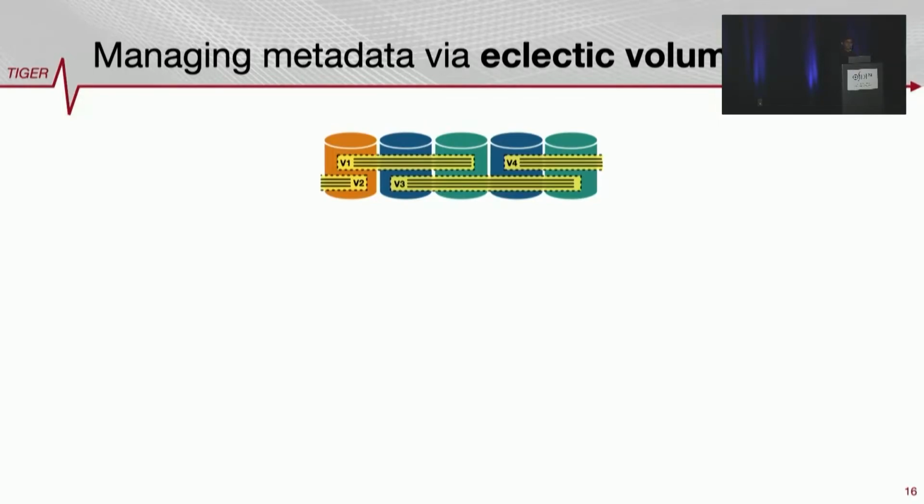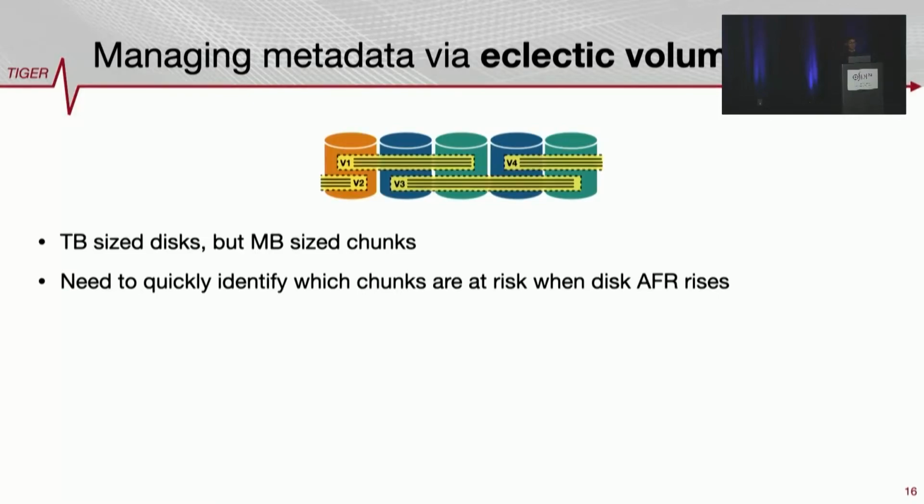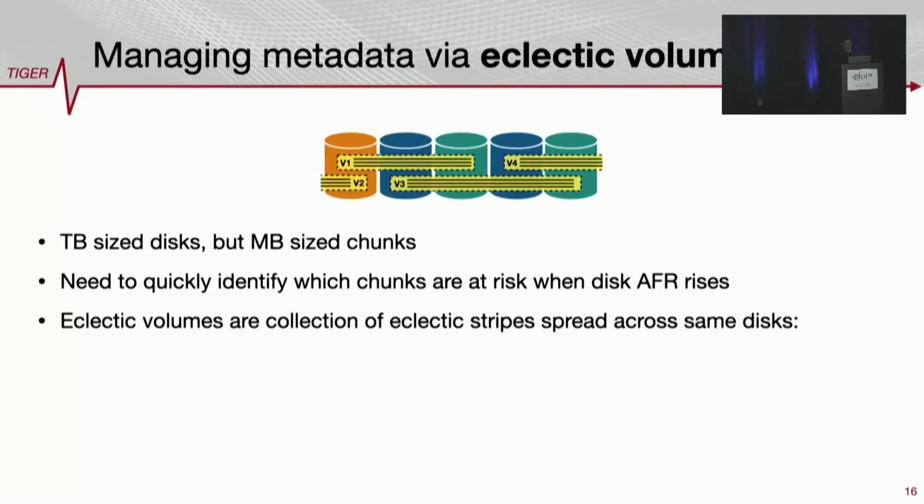So, let us take a look at eclectic volumes now. Today's disks are terabyte sized, but the chunks in a stripe are in the order of megabytes. So, whenever a disk's AFR changes, you need to quickly identify which stripes might require change by looking up their reliability. Eclectic volumes are a collection of eclectic stripes on the same disks.